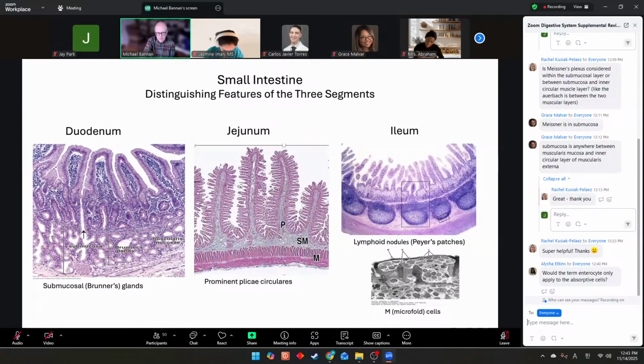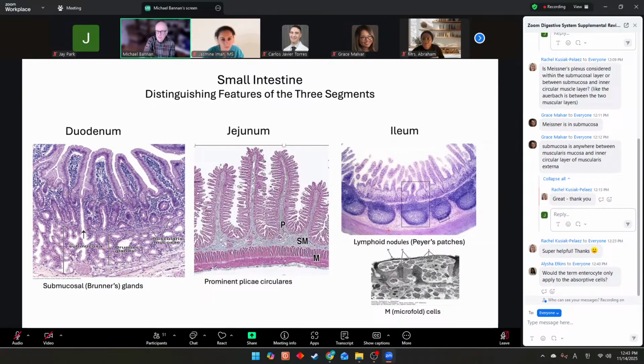The middle segment of the small intestine is the jejunum. And the jejunum, in a sense, is characterized histologically by a negative feature. It lacks both submucosal glands, and it lacks the characteristic feature we see more distally, which is the lymphoid tissue that we see very prominently in the ileum. The jejunum also has very distinct and well-developed circular folds, which are called plicae circulares. So that's another histologic feature of the jejunum.